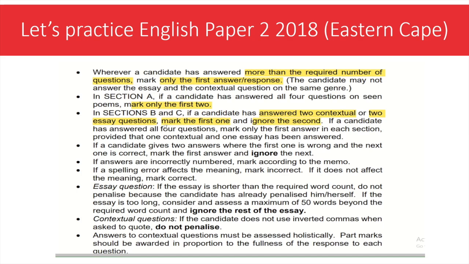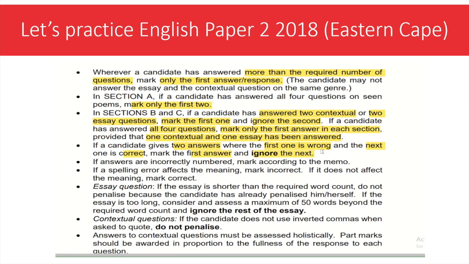If the candidate has answered all 4 questions, you mark only the first answer in the first section, provided that 1 contextual and 1 essay has been answered. So if a candidate does give 2 answers, where the first one is wrong, the next one is correct, you have to mark the first one and ignore the next.